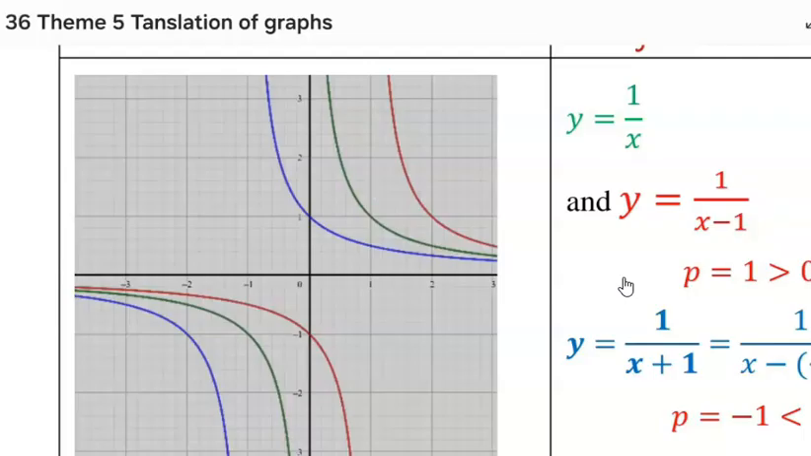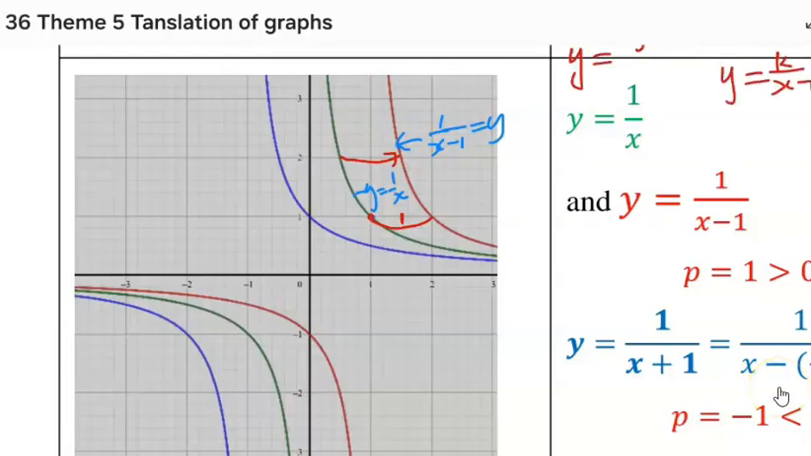Here we have our mother graph, y equal to 1 over x, and the red graph is now y equal to 1 over x minus 1. Okay, how can we see that? If I take a value on this point here, from here to there is 1 unit. Shifted 1 unit to the right. And it also corresponds to my formula for a hyperbola, which is y equal to k over x minus b plus q. That is my formula for hyperbola.